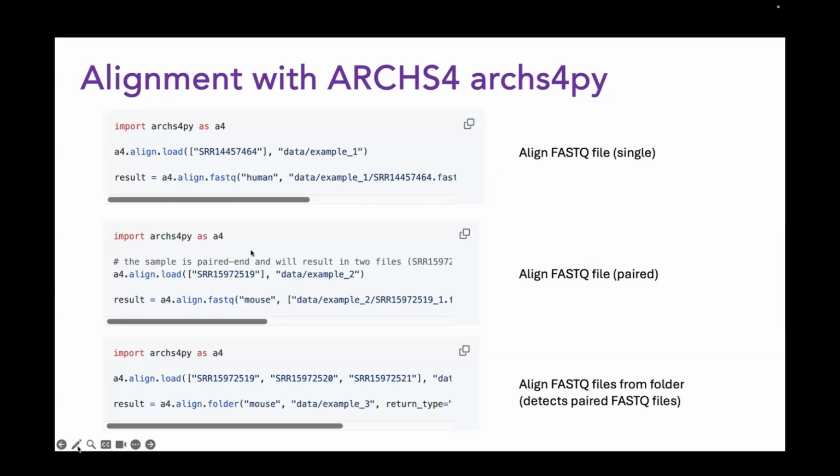In the second case, this would be for paired data. Instead of giving it just a single FASTQ, you give it a list of 2, and then it will do paired alignment.